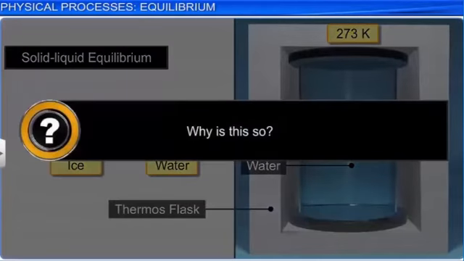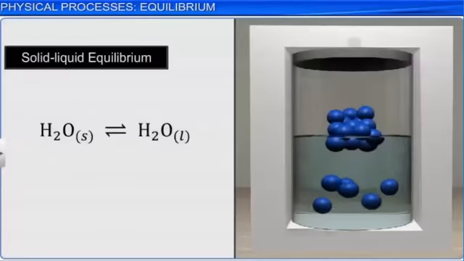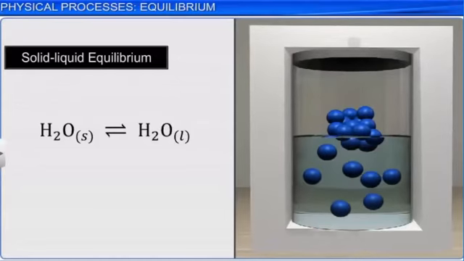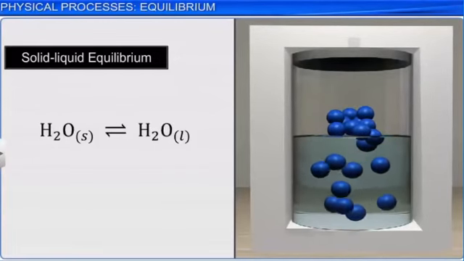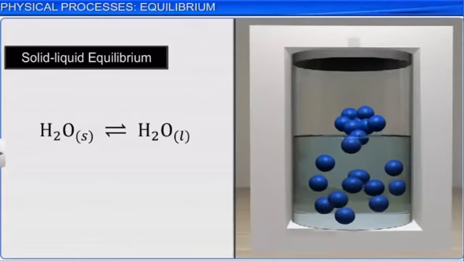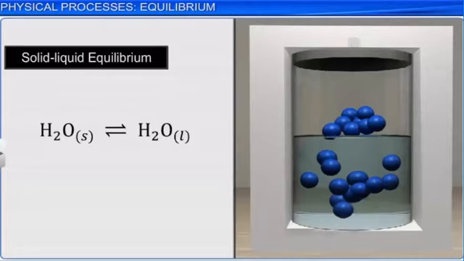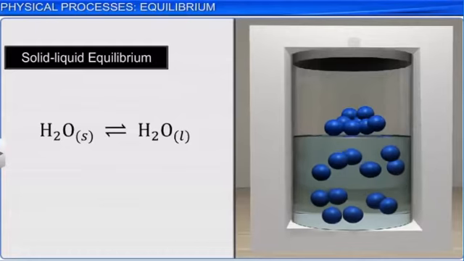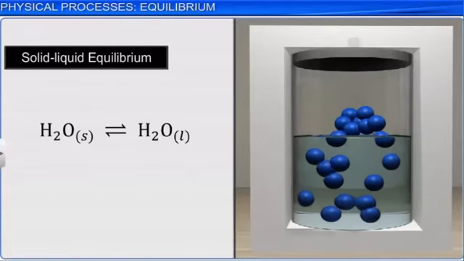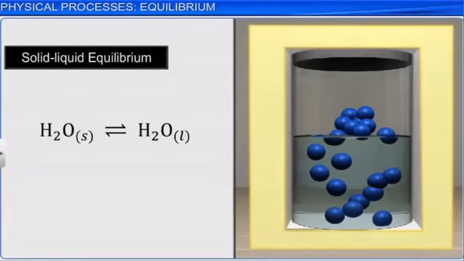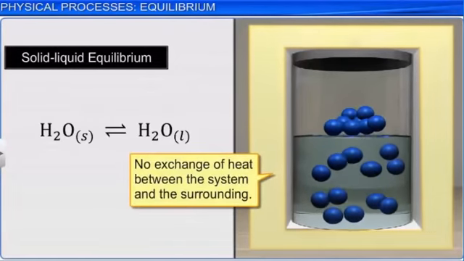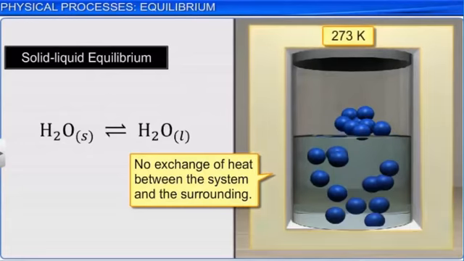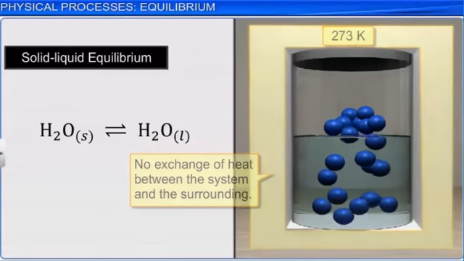Ice-water equilibrium is a dynamic equilibrium, where the number of molecules going from ice into water and the number of molecules going from water into ice are equal. As the rates of transfer of molecules from water to ice and from ice to water are equal, there is no change in the masses of ice and water. Since the system is insulated, no exchange of heat between the system and the surroundings is possible, and hence, the temperature remains constant. The equilibrium for this phase change may be written as H2O(s) in equilibrium with H2O(l).